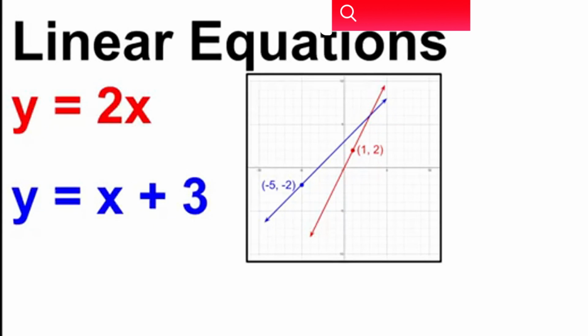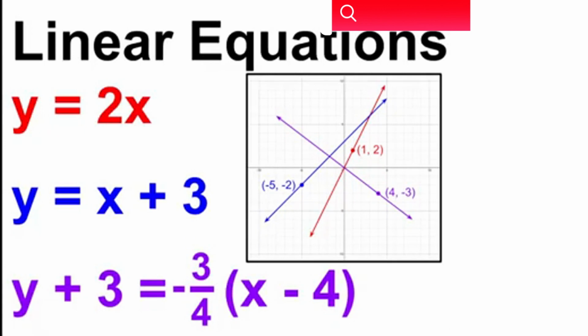Next, we have y equals x plus 3, and notice again I've called out the point (-5, -2). So again, if I take that x value of -5 and plug it in for x, I get -5 plus 3, which equals the y value of that coordinate, -2. And last but not least, a little bit more complex one, we've got y plus 3 equals -3/4 times x minus 4.